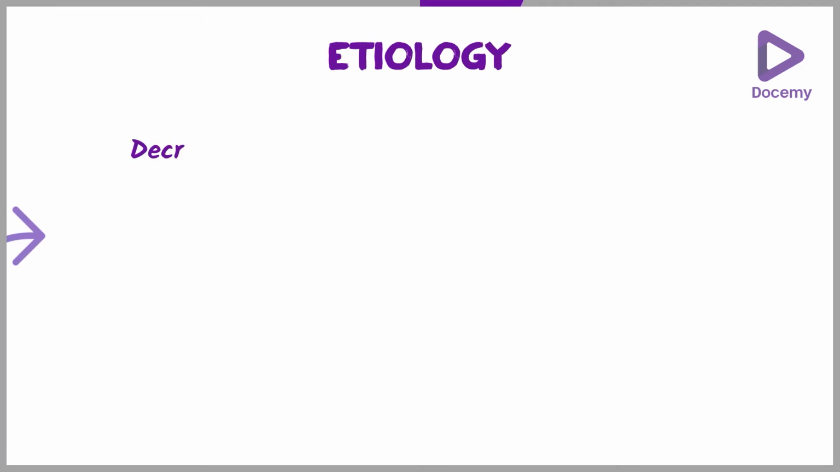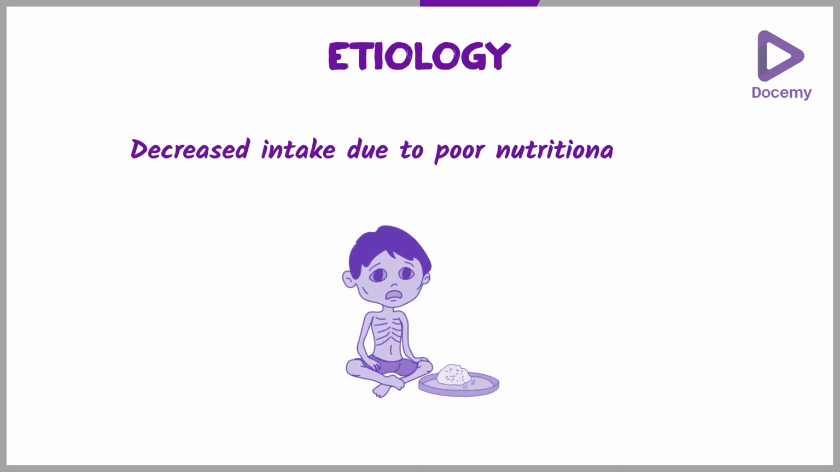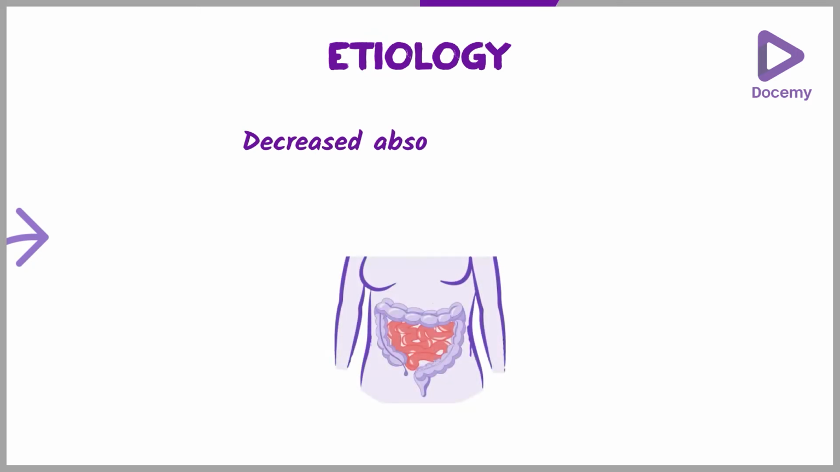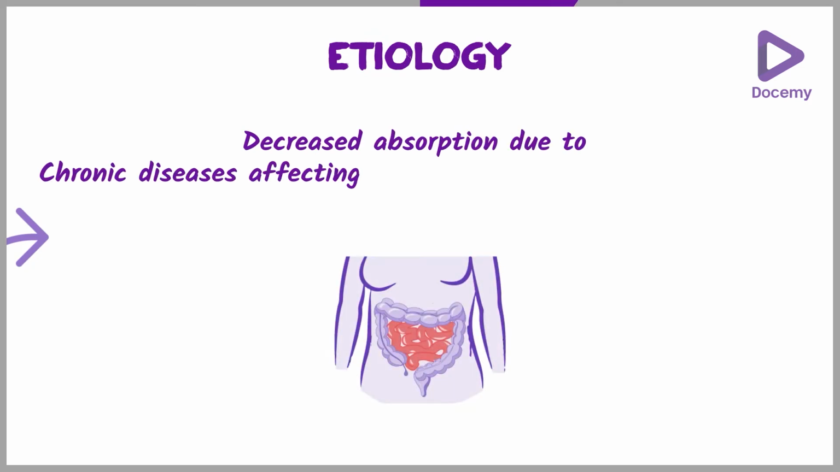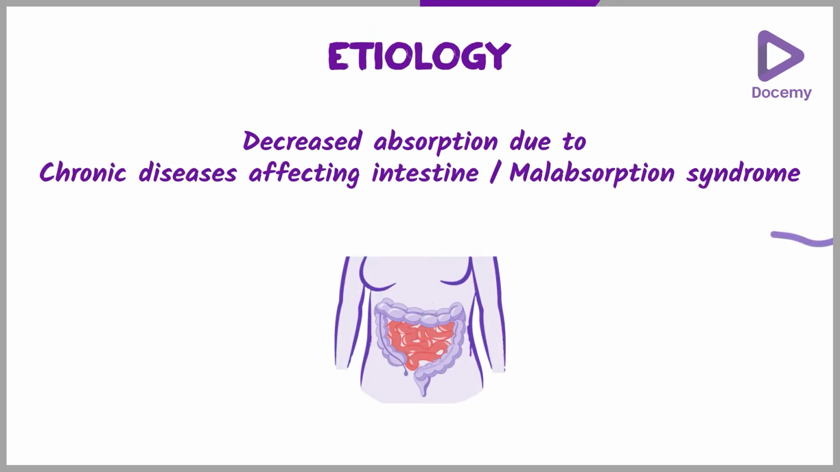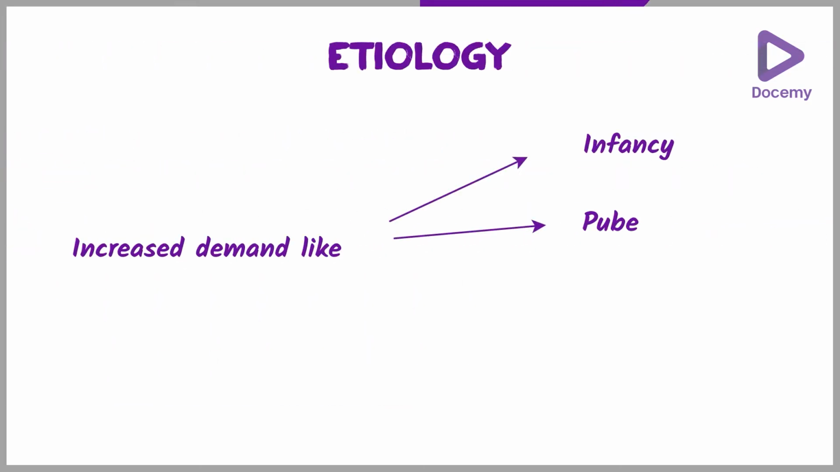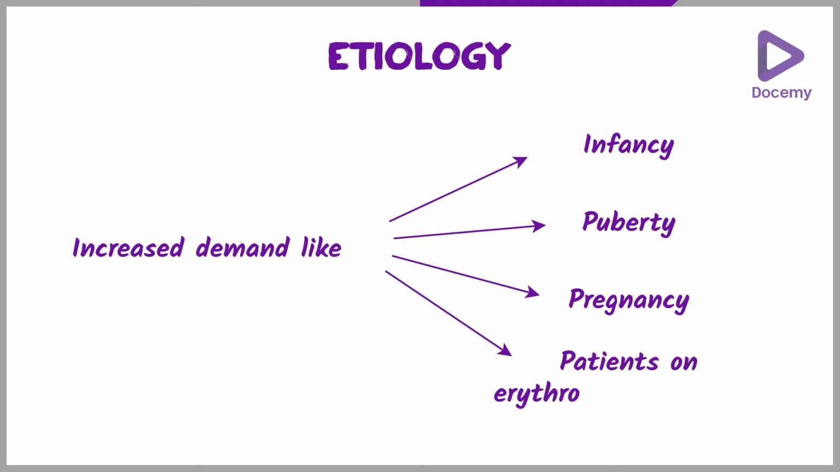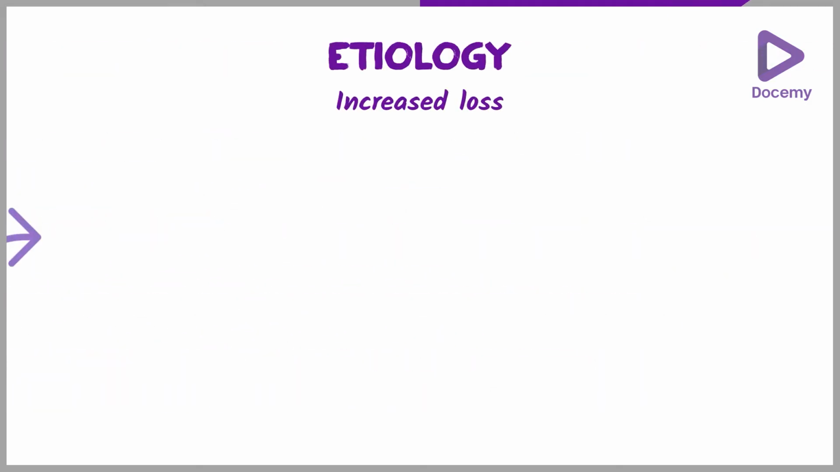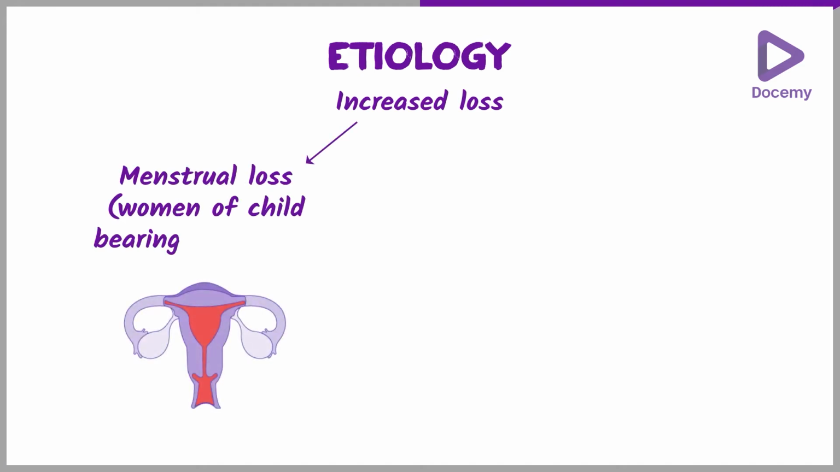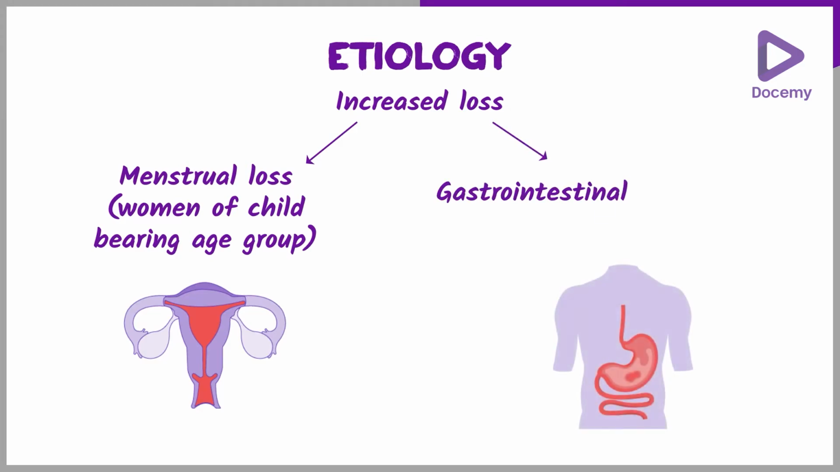There will be either decreased intake due to a poor nutritional status, or decreased absorption due to chronic diseases affecting the intestine or malabsorption syndrome, or there is increased demand just like infancy, puberty, pregnancy or patients on erythropoietin therapy, or there is increased loss. Two types of losses are possible, either menstrual loss in women of childbearing age group or men and postmenopausal women can have gastrointestinal loss, especially GI malignancy.